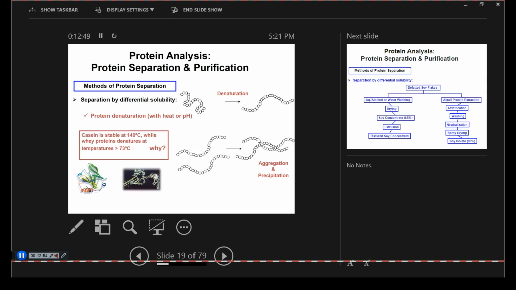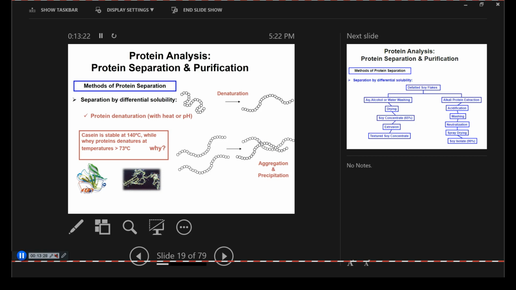What I have here is just to demonstrate if we want to separate proteins from milk, the casein and whey protein from each other, we can look at the denaturation temperature difference. So casein is stable at 140 degrees C, whereas whey protein denatures at 70 degrees C or higher. So if we heat for an extended period of time around 70 or 75 degrees C, the whey proteins will aggregate and precipitate, and we can separate them from the casein.